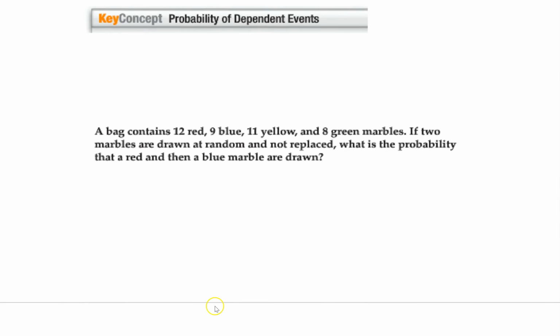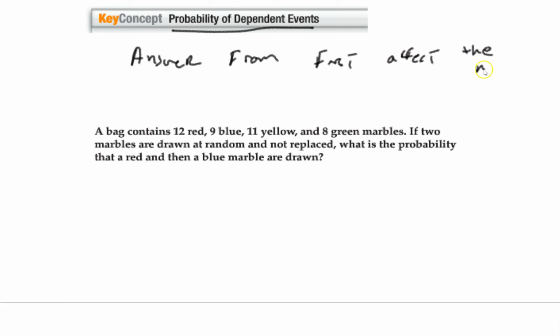Now we talked about earlier, what if we do dependent events? That means the answer from the first affects the answer from the second. Dependent events.